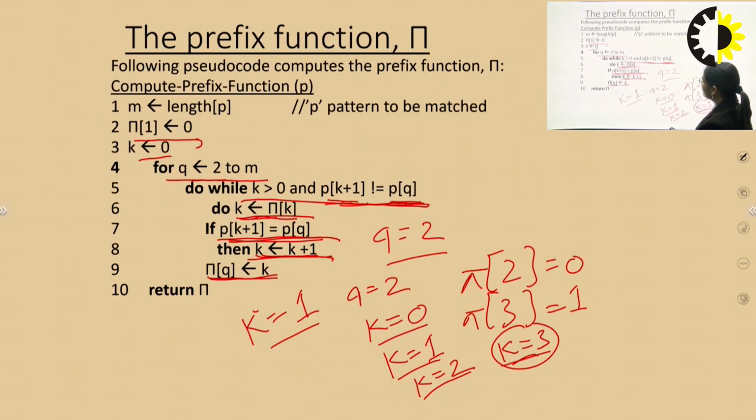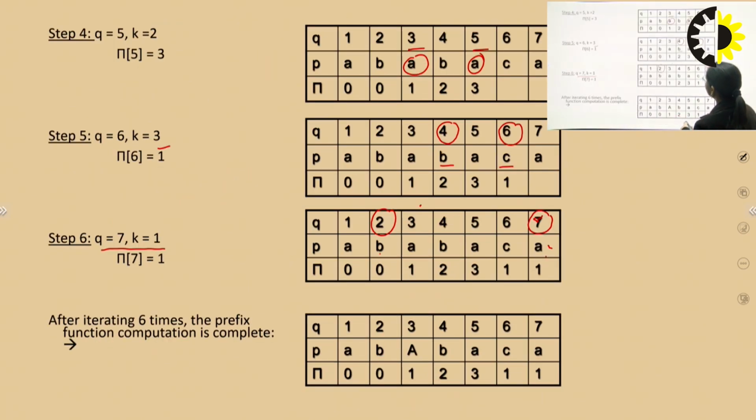That means we have to go to this step. That means K is greater than 0, because the value of K is 1 and P K plus 1 doesn't match with P Q. So we have to set K equal to pi K. Pi K in this case is pi 1, so here the value is set as 1. So in this way we have to find the prefix function for any pattern. This is the procedure we have to follow to compute the prefix function.